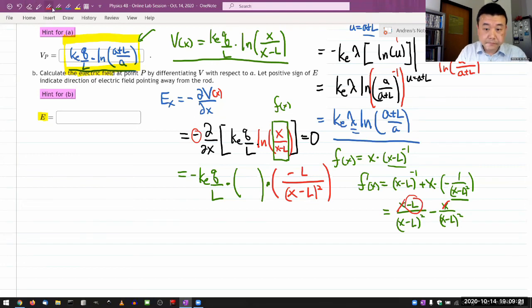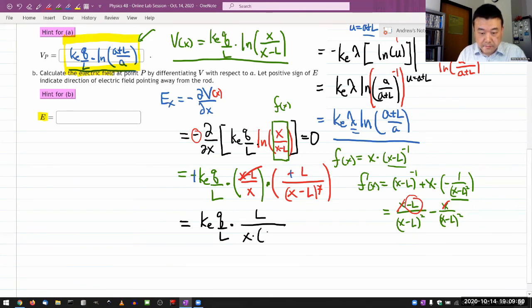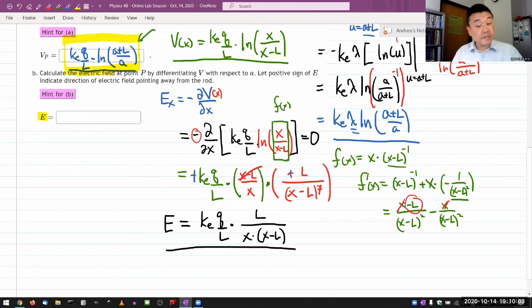And let me rewrite this, the reciprocal of the function. That's going to be (x minus L) over x. So I guess I can cancel a factor of that. And the two negative signs cancel with each other. And I end up with the x component of electric field is equal to the Coulomb constant times Q over L times that expression there, L over x times (x minus L). Because of the argument that I went through before, that is the entire electric field. And the positive sign does indicate that the electric field is pointing to the right.